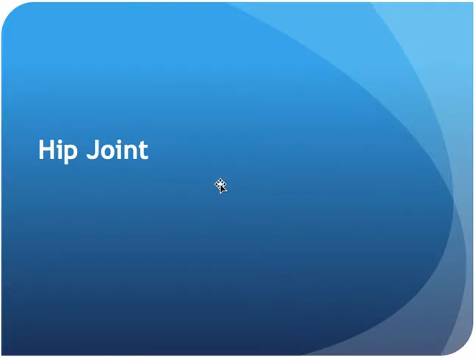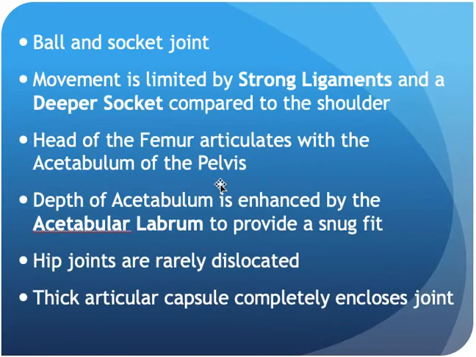When we get to the hip joint, it's going to be very similar to your shoulder, just a little more stable, a little deeper socket. So it's a ball and socket joint. The movement is limited. This is the difference between the shoulder and the hip, and those are really good questions for your multiple choice too. Movement is limited by strong ligaments and a deeper socket, and we also get these big, huge muscles that surround the joint too.